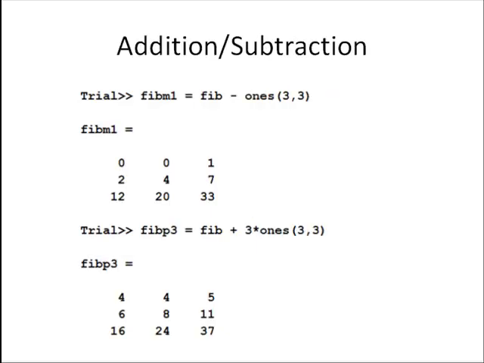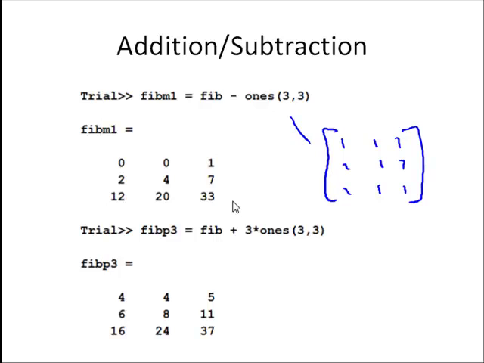For addition and subtraction, again, we need to make sure we have equally sized matrices, and it works element by element. So here I've used the ones function to create a 3 by 3 matrix. So that looks like this. And that matrix is being subtracted from the fib matrix. So we're subtracting 1 from every element of the fib matrix.